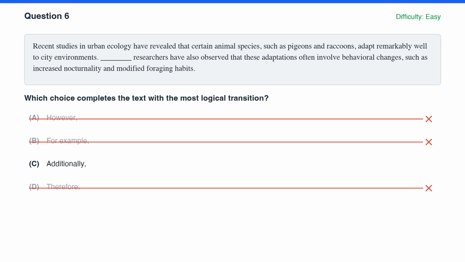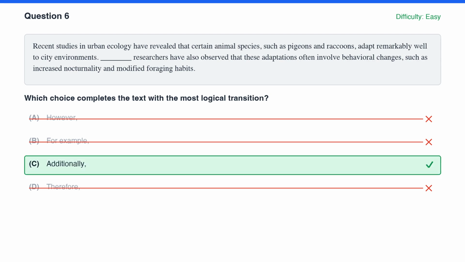Choice D is wrong because therefore implies that the behavioral changes result from the first sentence's claim, but no cause and effect link is established. Choice C, additionally, fits because the second sentence layers on more information about the same adaptations introduced in the first sentence. It moves from the general claim that these animals adapt well to a further detail about what those adaptations involve, which is straightforward addition.